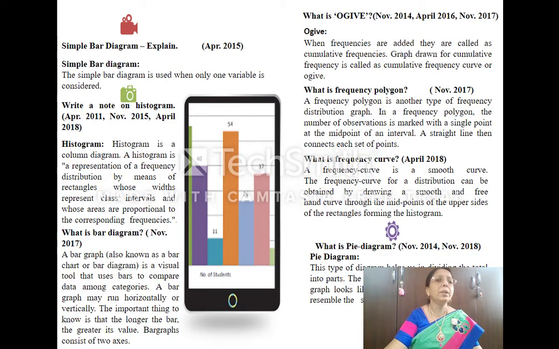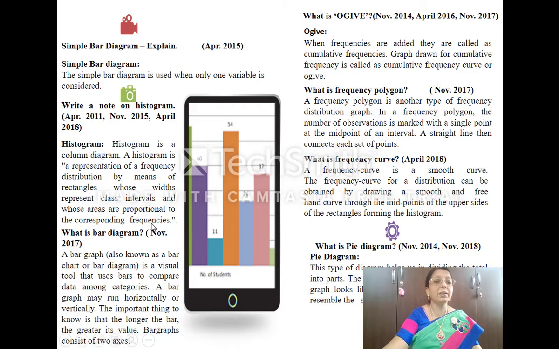A histogram is represented by a bar diagram, but the space between the bars will be missing. So the bars will be adjacent to each other. That is a histogram. So a histogram is nothing but when the simple bar diagram is drawn without space, it is called a histogram.